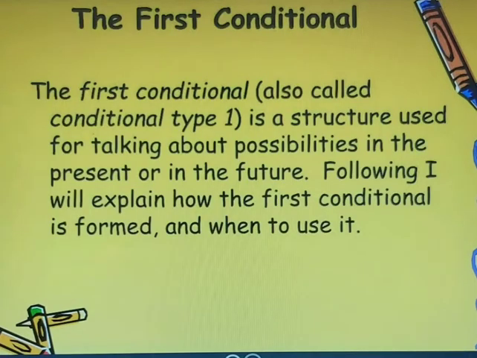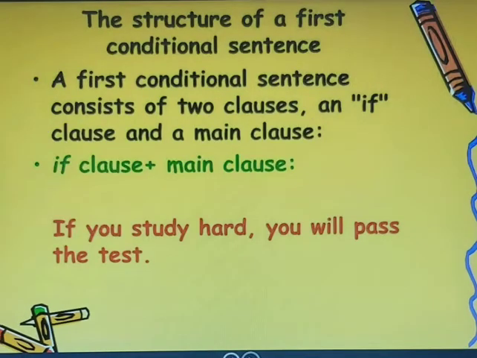The first conditional. The first conditional is a structure used for talking about possibilities in the present or in the future. Following, I will explain how the first conditional is formed and when to use it. The structure of a first conditional sentence.